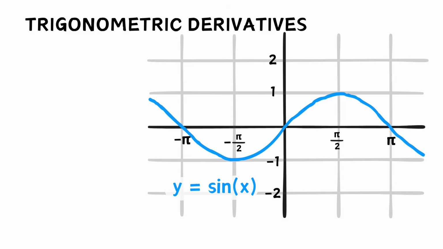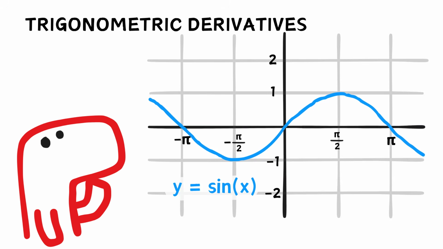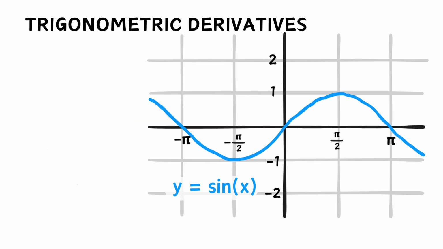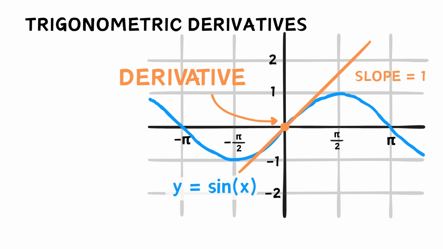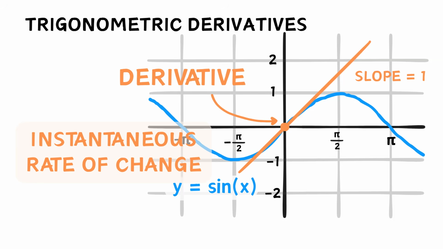This is a graph of sine of x. The derivatives of trigonometric functions are super unique. Let's check this out by sketching. Remember, the derivative represents the slope of the tangent line, or the instantaneous rate of change.